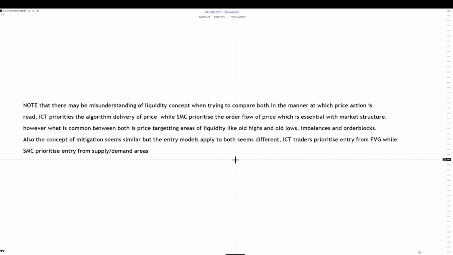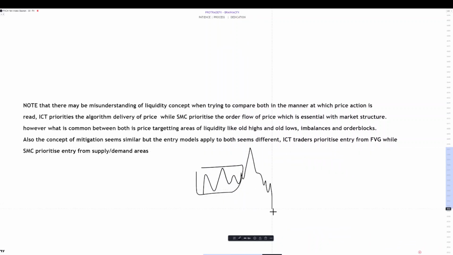So you can see that there are similarities there, but there are slight differences between them and what they look at to target. The concept of mitigation also seems similar, but the entry models applied to both seem different. Mitigation is just like what we explained earlier. In the case where we have a buildup of liquidity in these areas, we expect price to take our liquidity and we start to build up lower. Mitigation is when price comes back into these areas to mitigate this area, which means to tap into an unfilled order. So the process whereby price comes back into this area and sells lower is called mitigation. It's the process whereby price moves back to its main sources of volume and fills some unfilled orders. We have some pending orders right there that price comes to fill, then we continue the sell. That process is called mitigation.